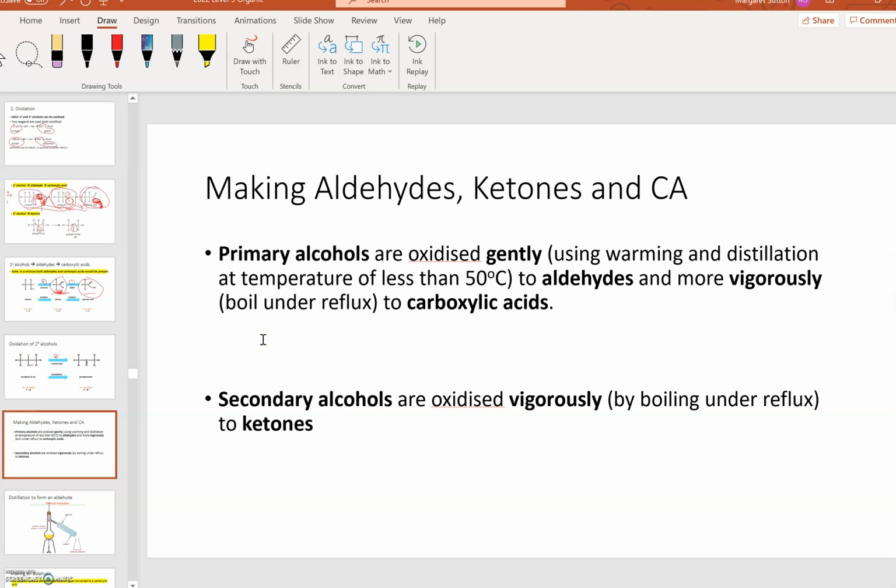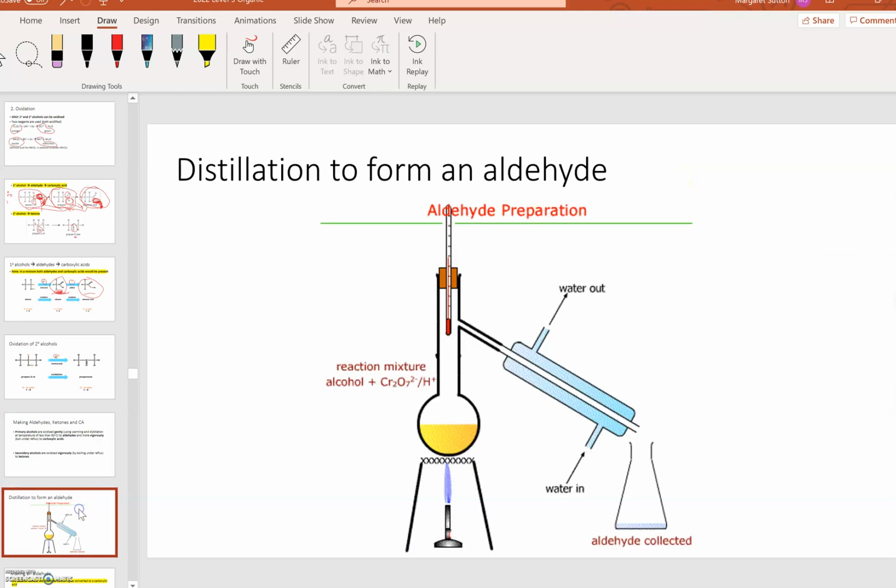As we've said before, we can make your aldehydes and your carboxylic acids from primary alcohols, and you make your ketones from secondary. In your exam, you are going to be asked about how this is practically done in the laboratory. So you need to know the difference between distillation and reflux. The key thing is that an aldehyde is made by distillation, and ketones and carboxylic acids are made by reflux, and I'm going to run you through that now.